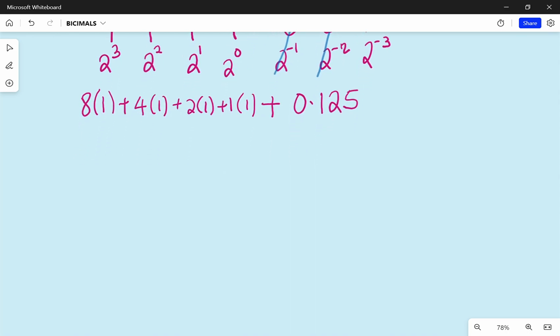Okay, so now we can do the following. This is just the same as 8 plus 4 plus 2 plus 1 plus 0.125. So this now is going to give me 8 plus 4, that's 12, 13, 14, 15. So this is going to give me 15.125.